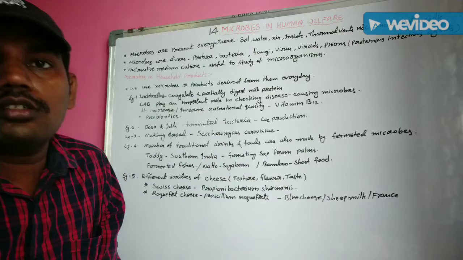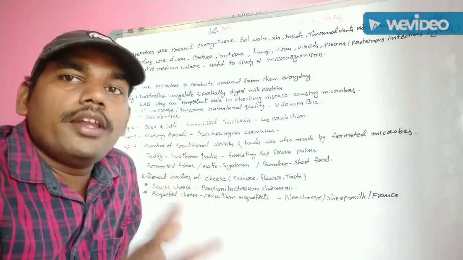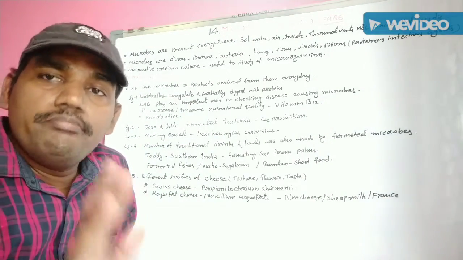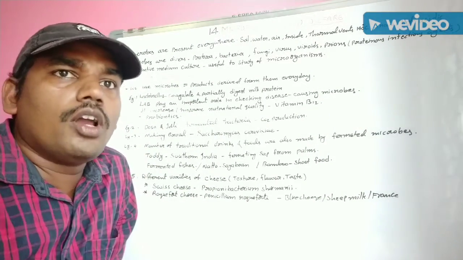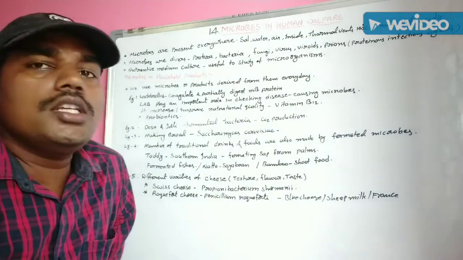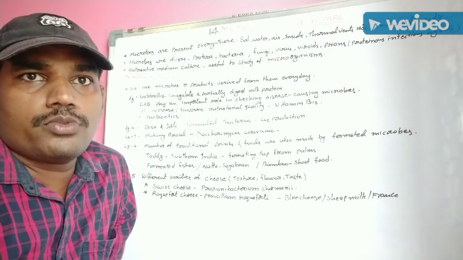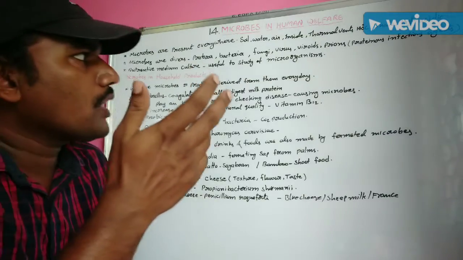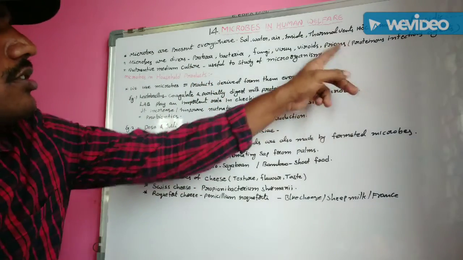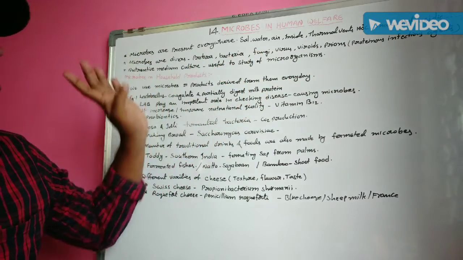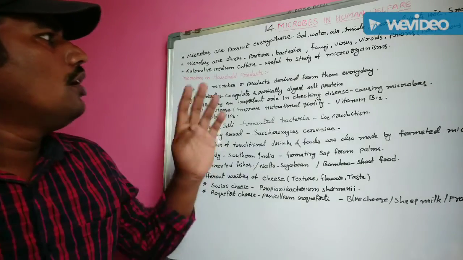What is the difference between viroids and prions? Viroids are made up of only nucleic acid, either DNA or RNA. Prions are proteinaceous infectious agents. So prions, viroids, viruses, fungi, bacteria and protozoans are known as microbial organisms. That means these are the microbes.